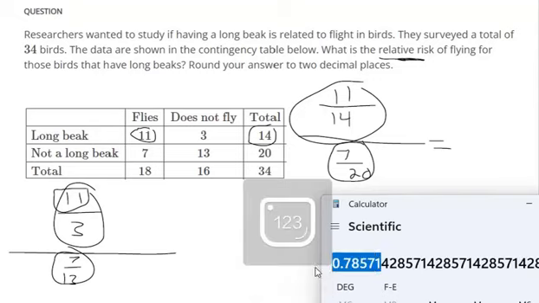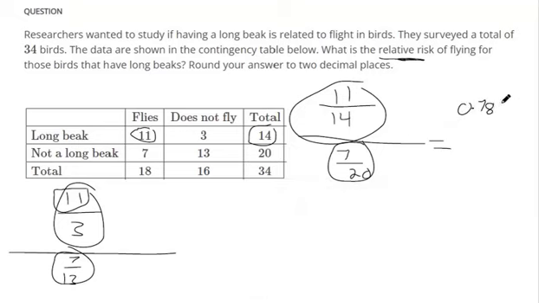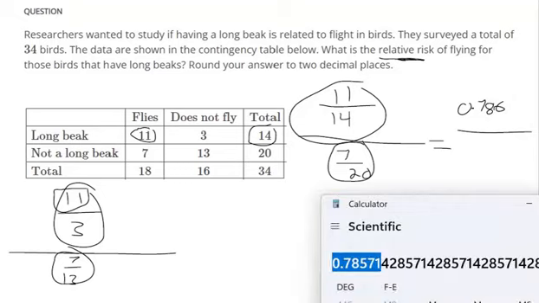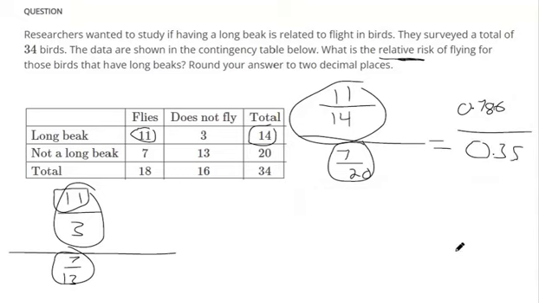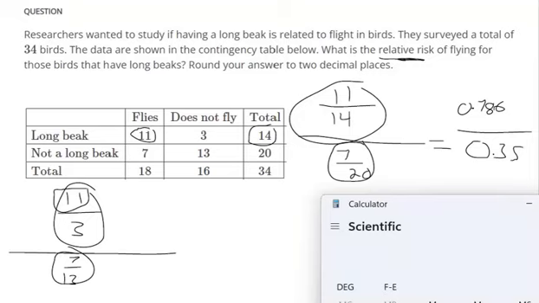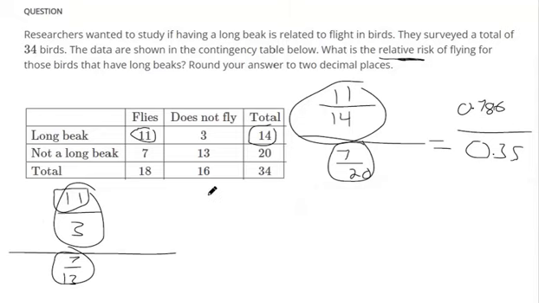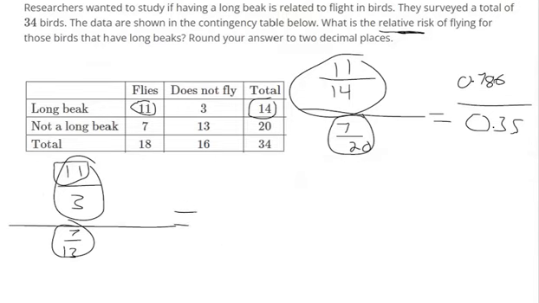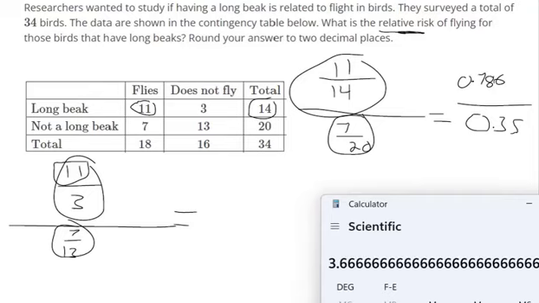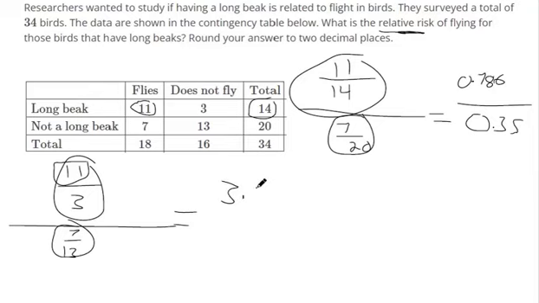The numerator, I got something like 0.786 around. Maybe I need more decimals though. The denominator, I got 0.35. So for the relative risk, I got 2.25 roughly, but I might have messed up because I should have carried out the decimal in this one a little more. And for the odds ratio, 3.6 repeating.